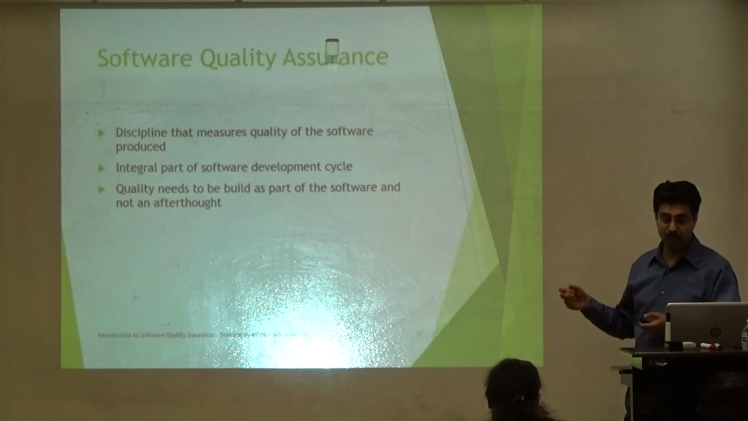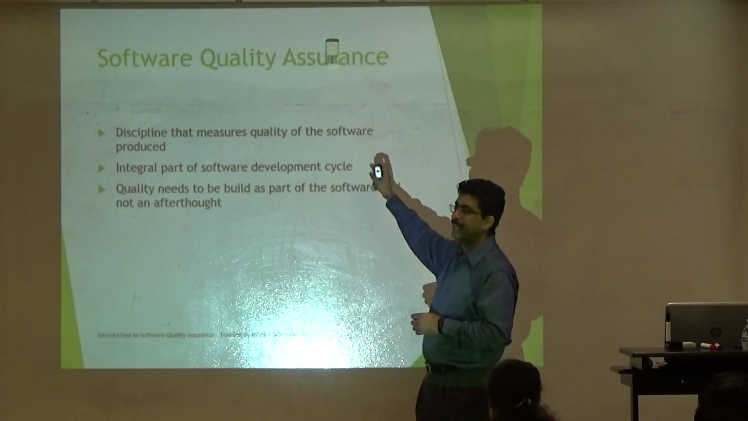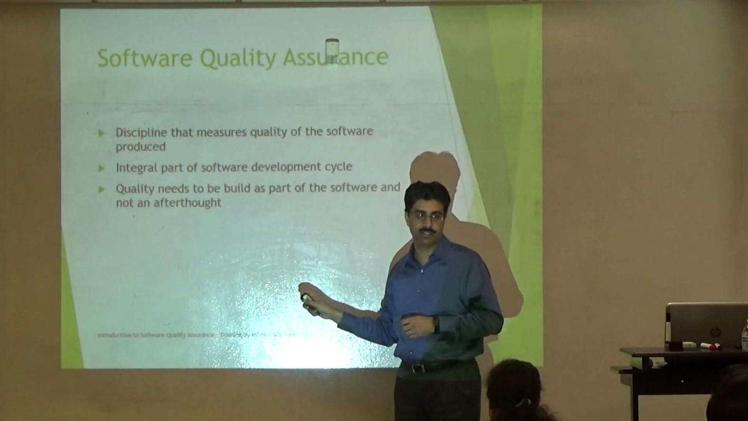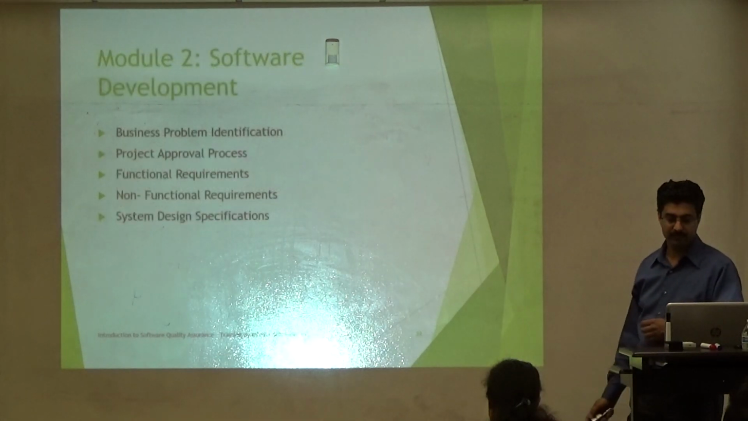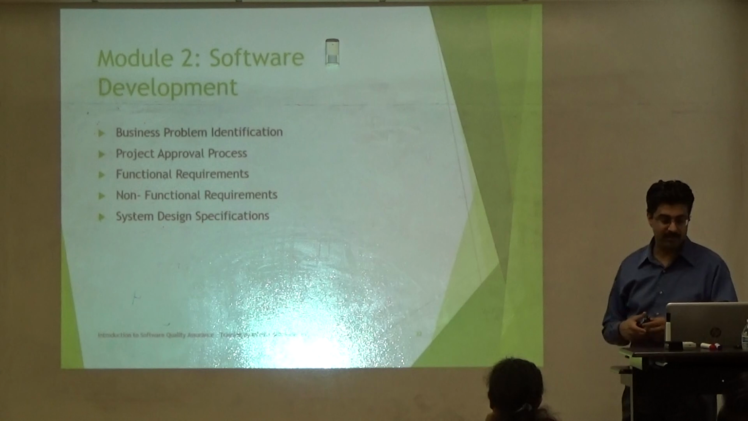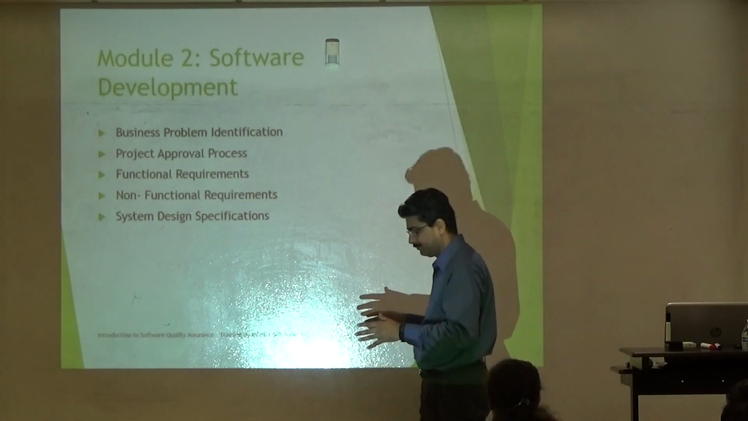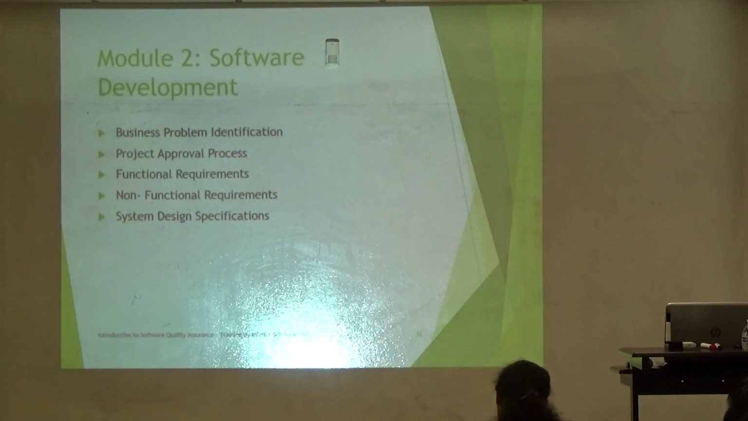Okay. So we'll walk through each of the phases and talk about what it means to be quality. So let's talk about it. We talked about the architecture, we talked about the different development methodologies. Now let's talk about how software development actually happens.